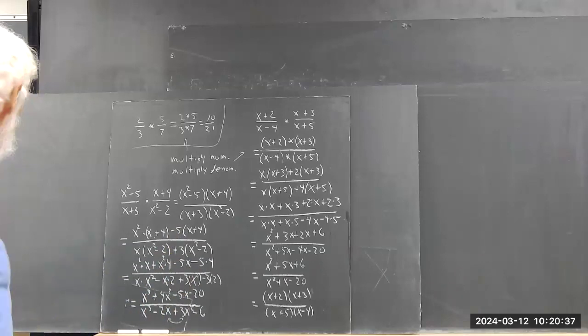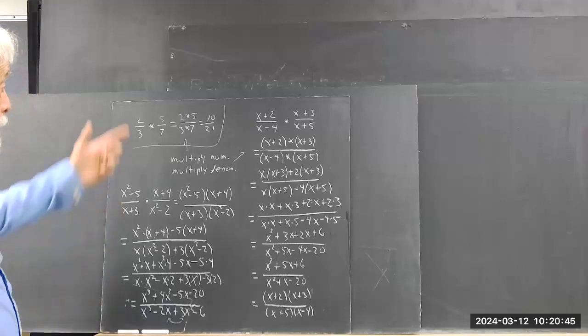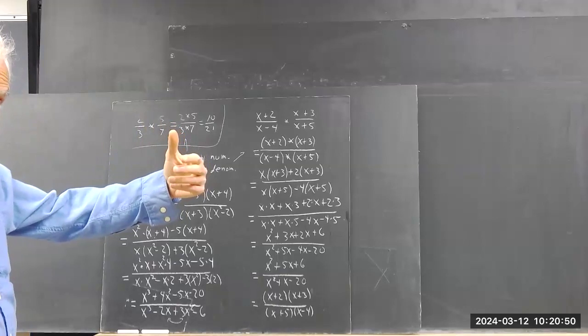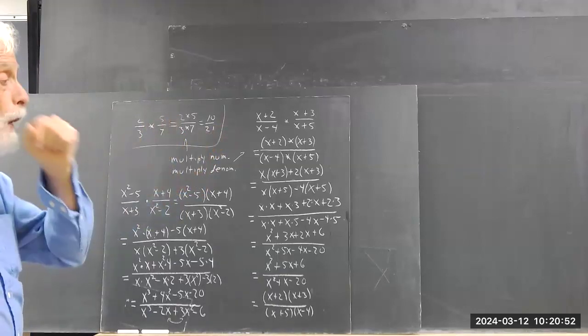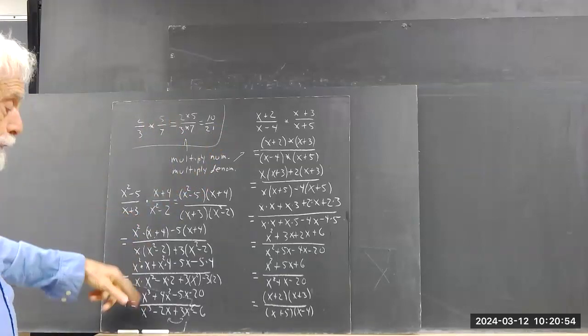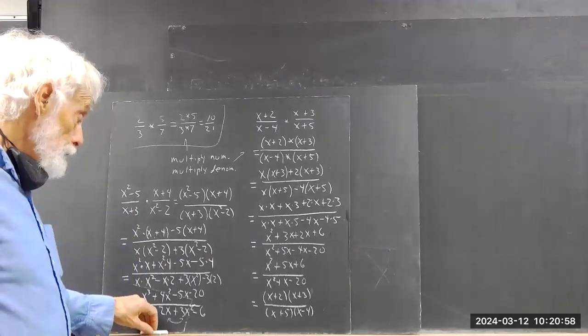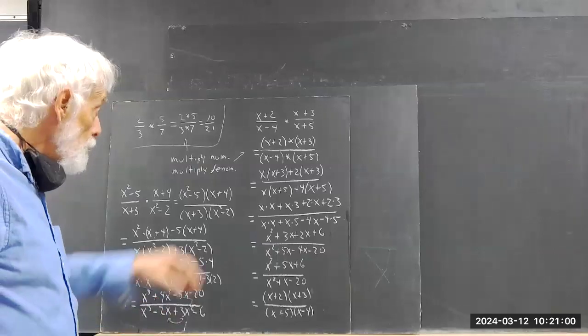Okay. Well, that's how we multiply fractional expressions, okay? The rule is very simple. You multiply the numerator by the numerator and the denominator by the denominator. That's all there is to it. And then, of course, you got to use the rules to simplify what you get. And the main rule is going to be your distributive law. Okay.